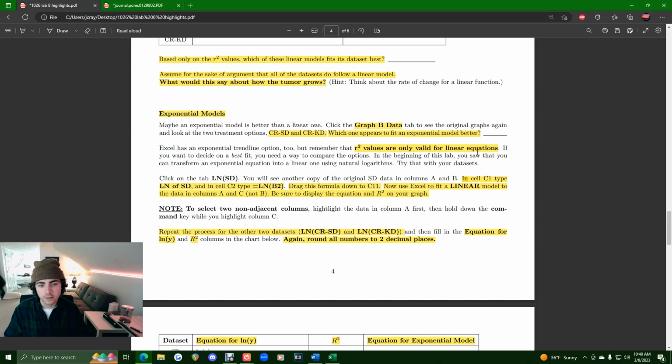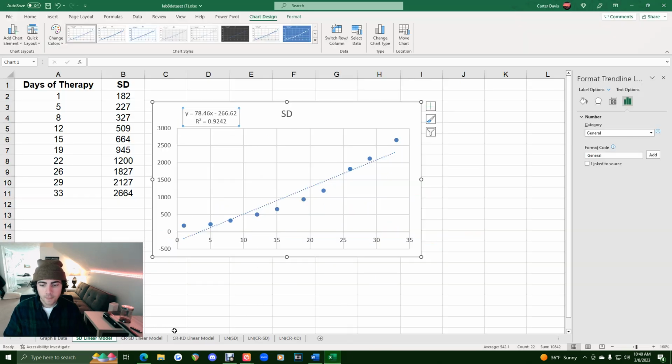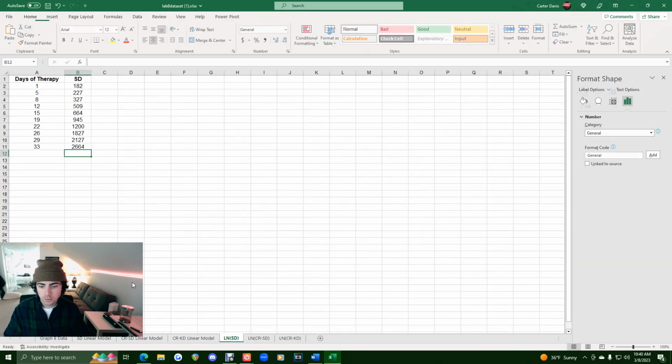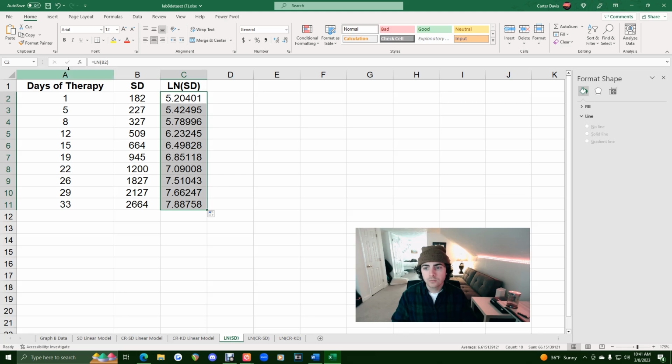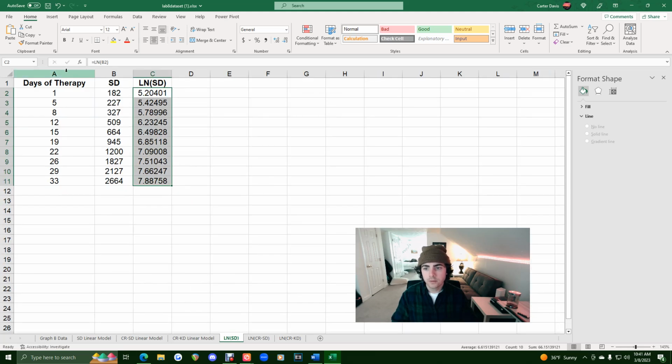Remember, R squared is only valid for linear functions. We're going to go to the ln tab for each of them. We're going to find the ln values, and then we'll create linear models for columns A and C, display the equation, and so on. Let's do it. Looking at the first ln of SD, we need to find ln of SD by doing equals ln of this, close that off, drag that down, and then we're going to do the same thing with A and C.